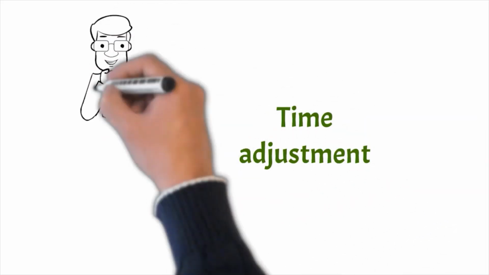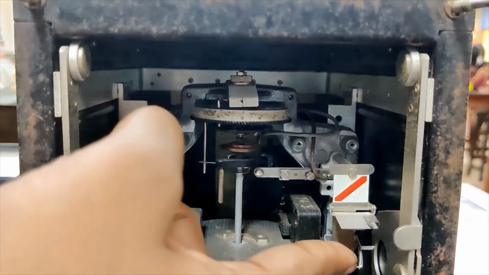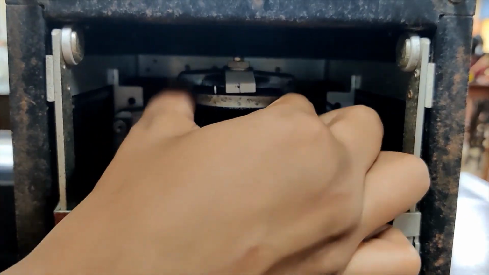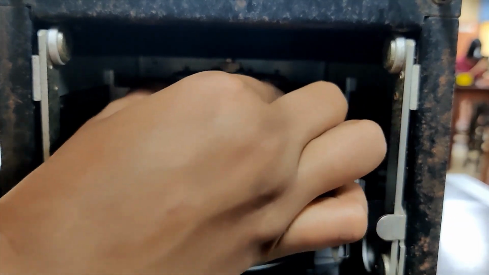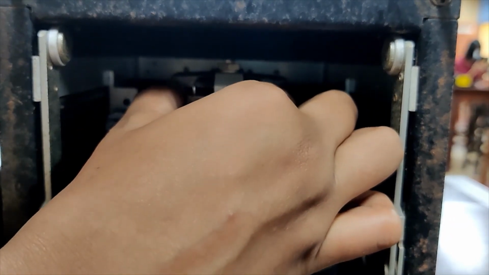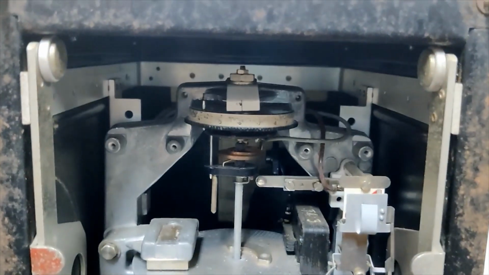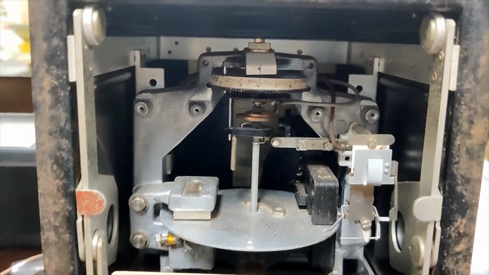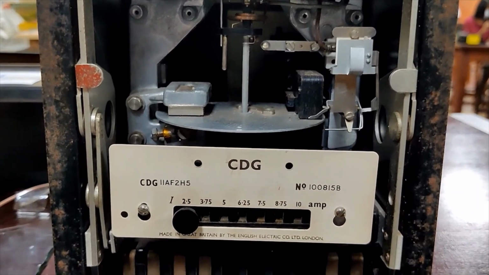Time adjustment. Change the time setting to the value calculated for relay A without changing the current setting of 2.5 amperes. You then obtain the pickup value for the new setting by repeating the procedure of the previous time setting.